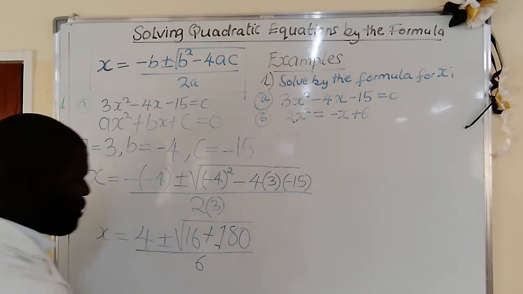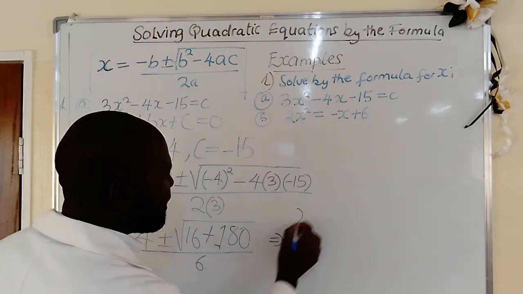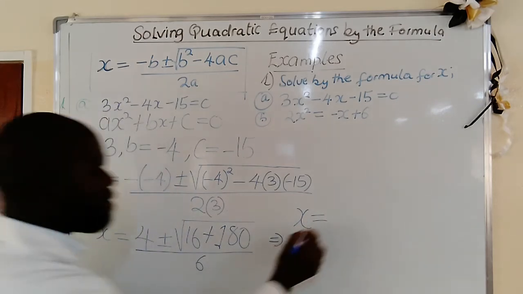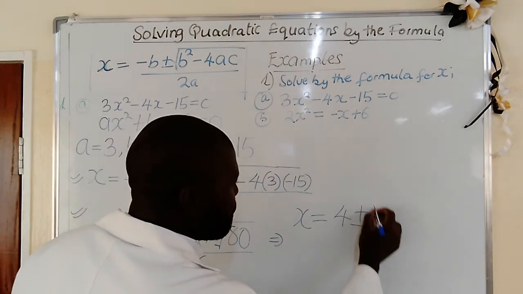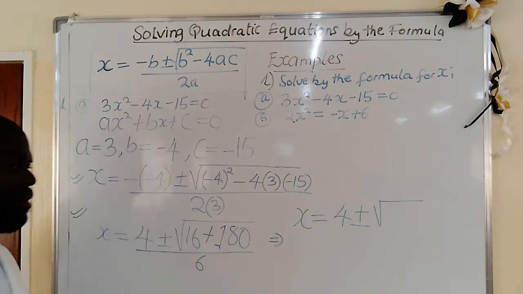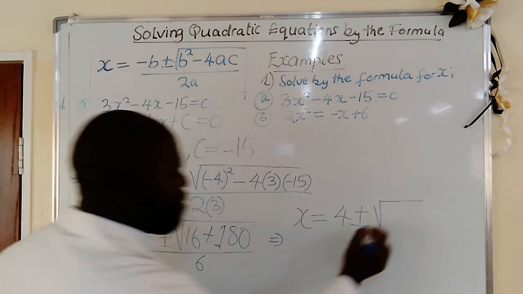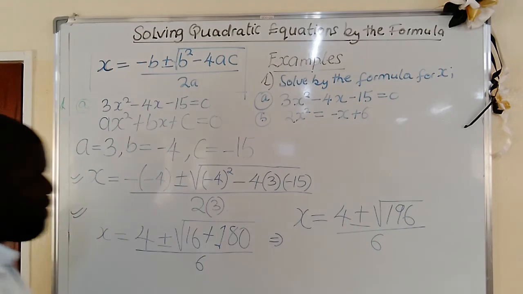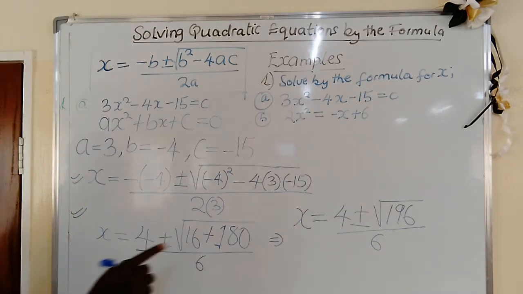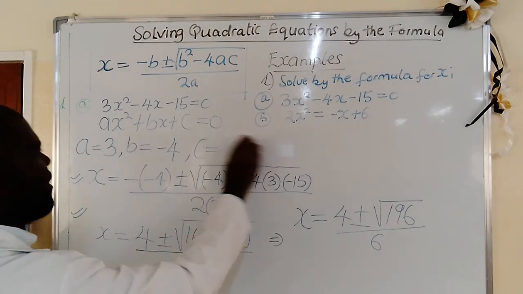Having gotten this, our next step, we shall continue as x is equal to 4 plus or minus the root of, what are we going to get when we add 16 and 180? 196. Everything over 6.